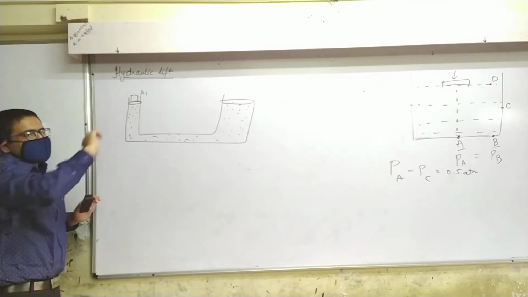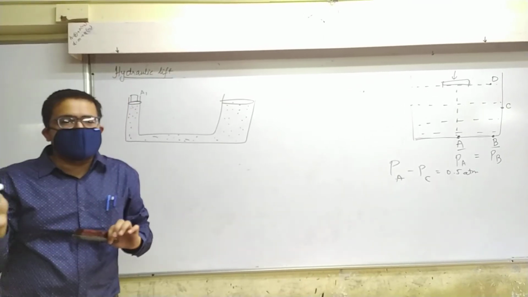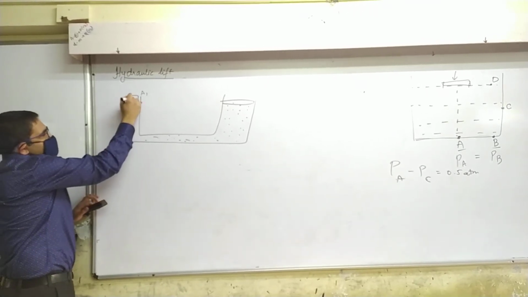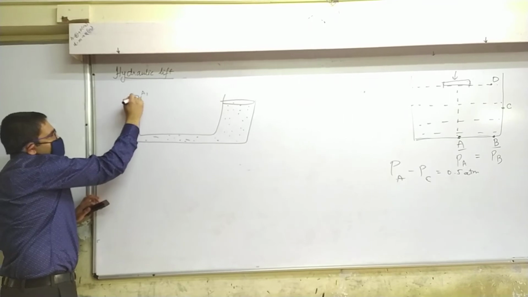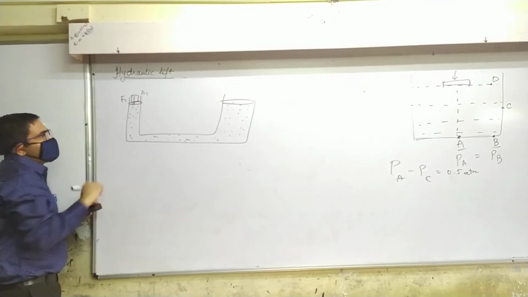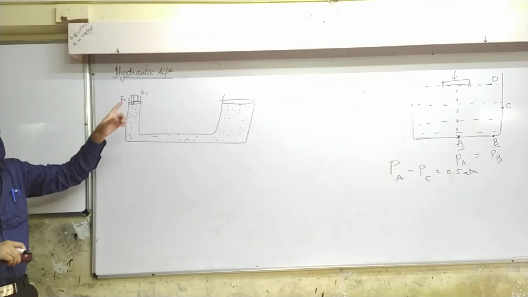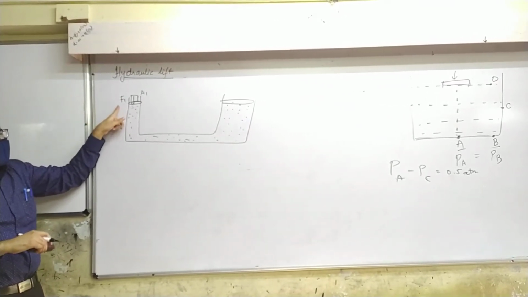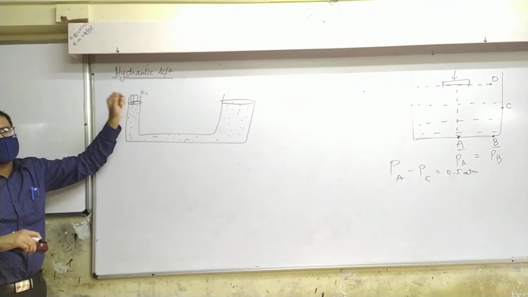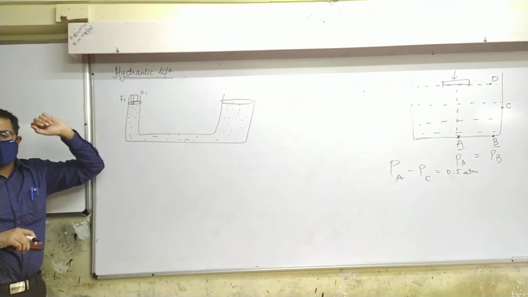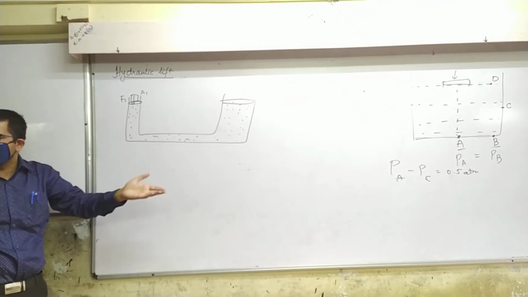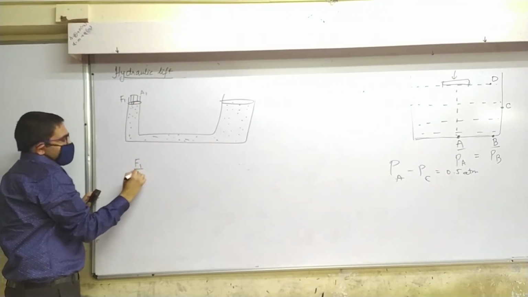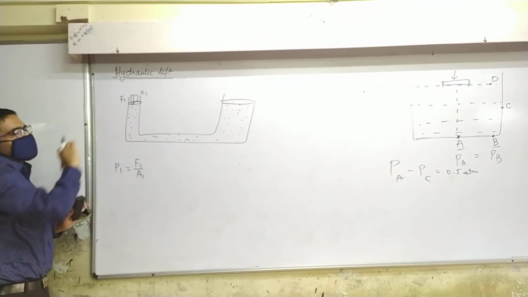Suppose that weight is F1, because weight is a force. I hope everyone remembers that weight is not mass, weight is a force. So let's say this object applies a force F1 down on this piston. Force F1, area A1, what shall be the pressure? F1 by A1. So this object is actually applying a pressure F1 by A1 over here.